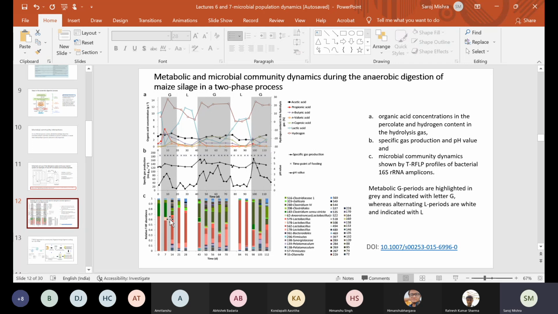So as you follow the microbial community, you will see that the dynamics are changing. At this stage, at 21 days, when you are in the lactic acid phase, the L phase, for example, you have so many. It's really different compared to the distribution of microbes at time 0, time 7, or time 14.